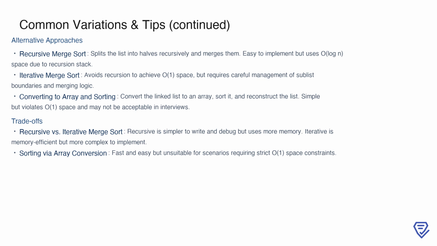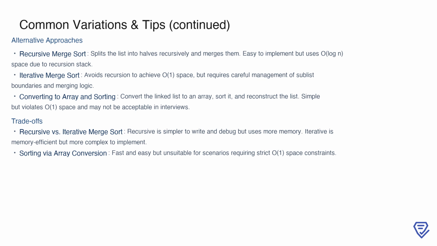Another approach is to convert the linked list into an array, sort the array, and then reconstruct the list. While this method is simple and often fast, it violates the O(1) space requirement and may not be acceptable in interviews where space efficiency is critical.